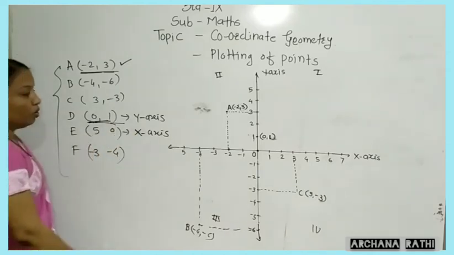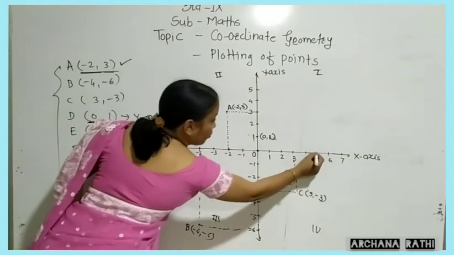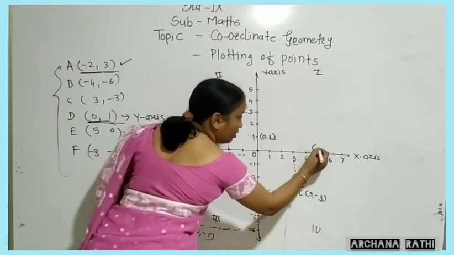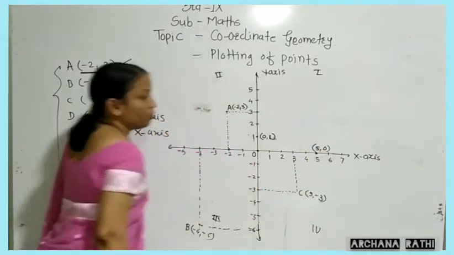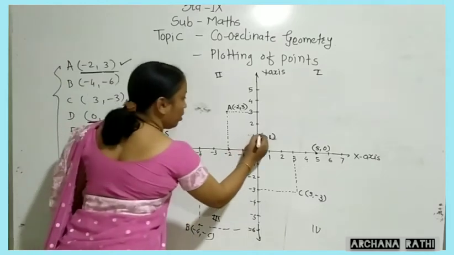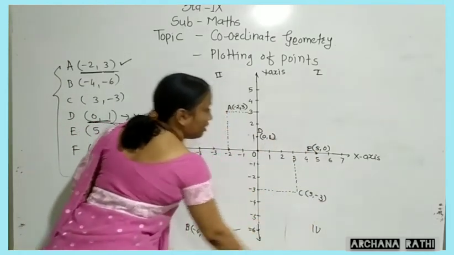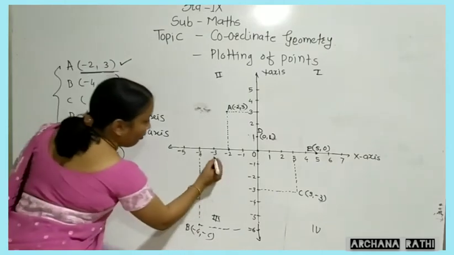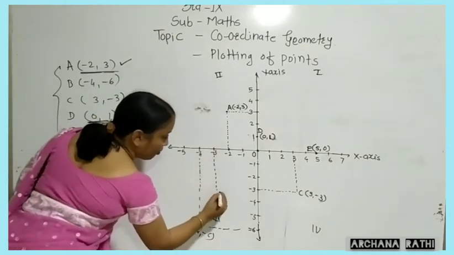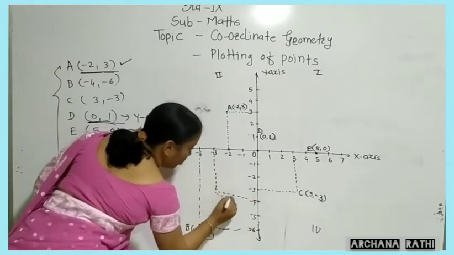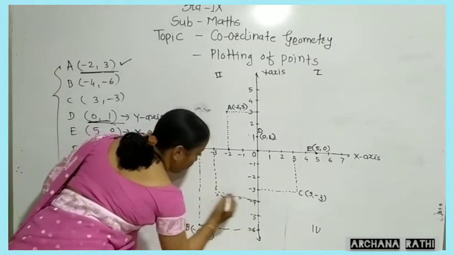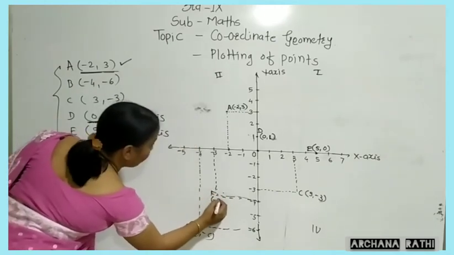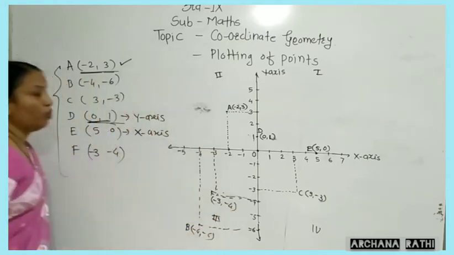Now (5, 0). I have found 5. This is 5. And now the y coordinate should be 0, so where will 0 come? The y coordinate 0 comes right here. That is (5, 0). And what is the name of that point? This is our D and this is E, like that. Okay. Now this is an easy one. (-3, -4). You just use the scale, and this one is point F.